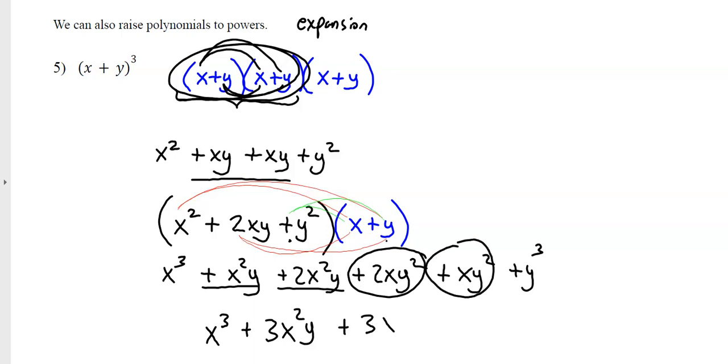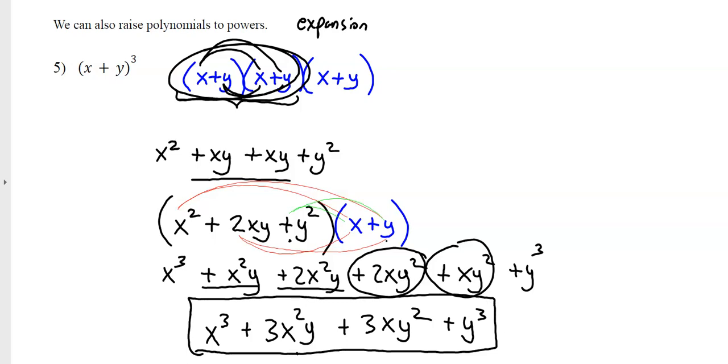They look a lot like the term before, but these are xy squareds where those are x squared y's. So they're a little bit different, so you've got to be careful. And then I have the y cubed chilling at the end, nobody to go with. So this would be my final answer.